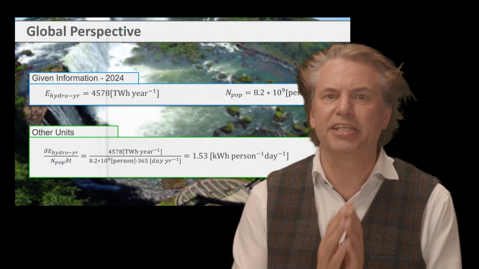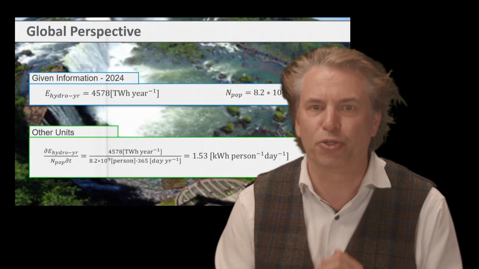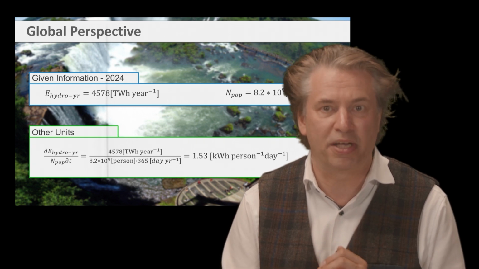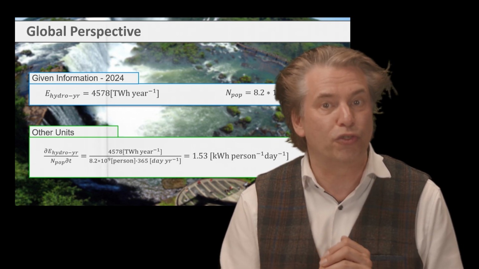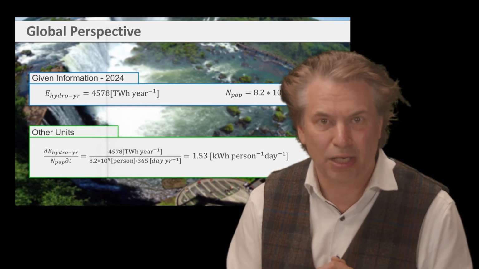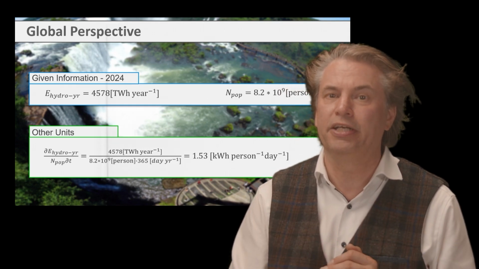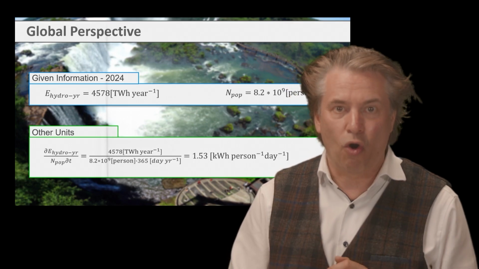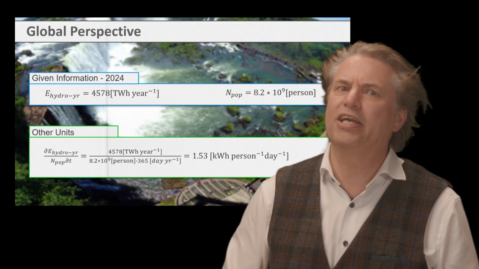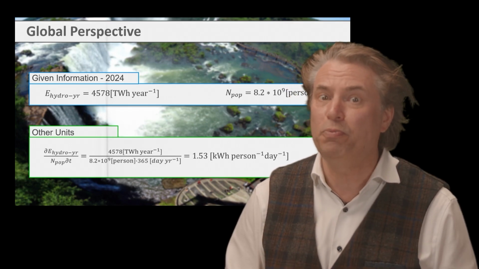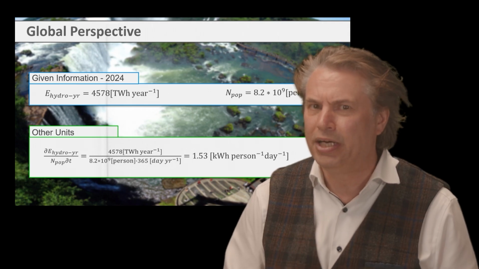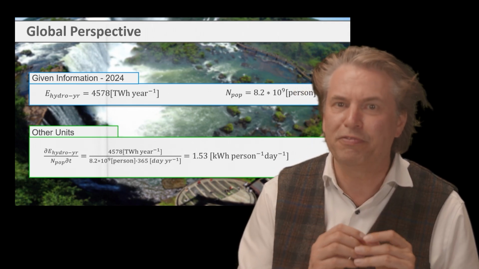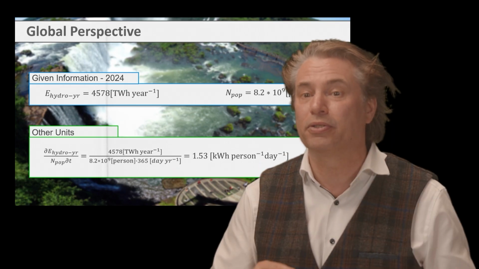Nevertheless, hydroelectricity is still the biggest contributor to renewable energy electricity with a global installed capacity of 1,443 gigawatts, producing approximately 4,587 terawatts of electricity. If we take a world population of 8.2 billion people in 2024, this results in an energy density of 1.53 kilowatt per person per day.